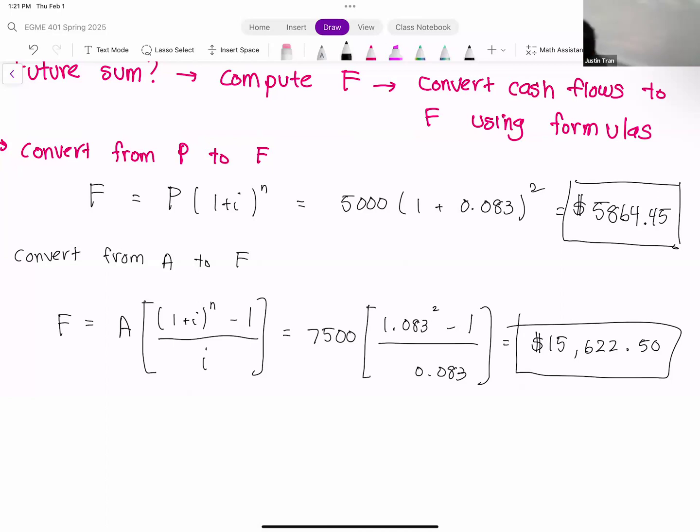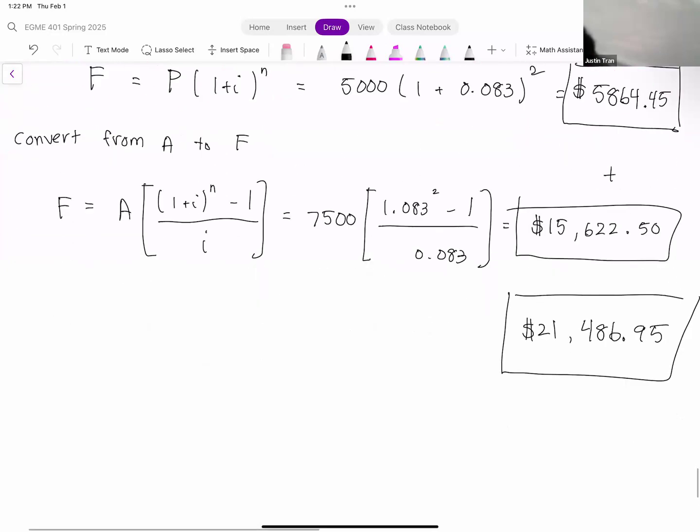So now that we've converted both of these to F's, we can simply add them together, okay? Because these are now both cash flows that are occurring at the same time. They're both in the future in 2 years. And so if we add them together, we get 21,486 and 95 cents. Those are here, total amount in account after the 2 years.